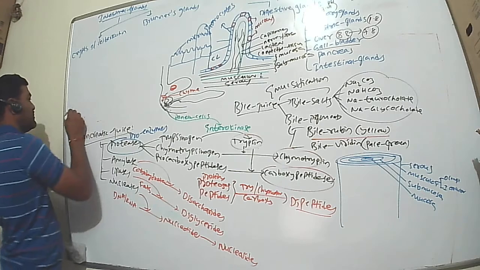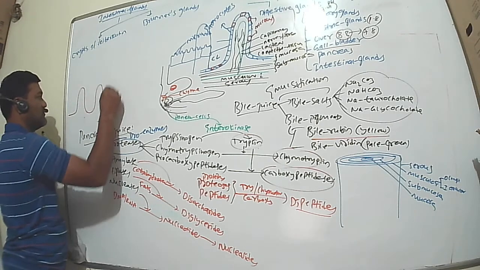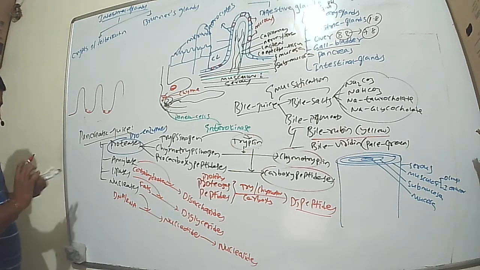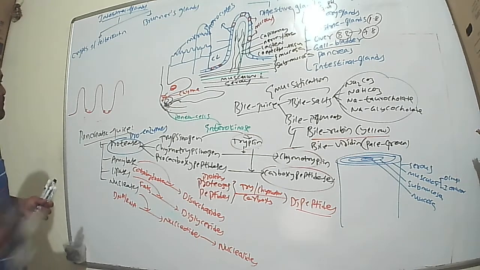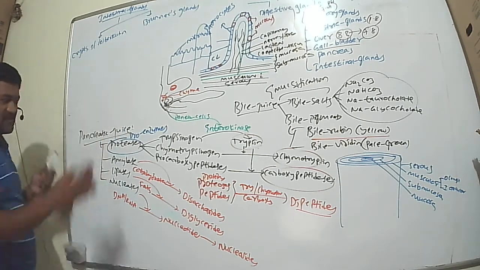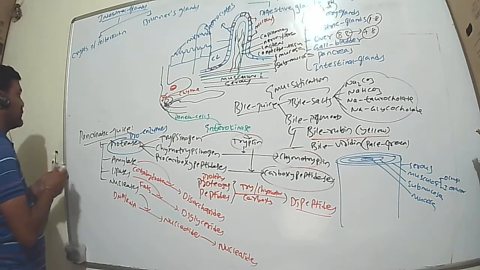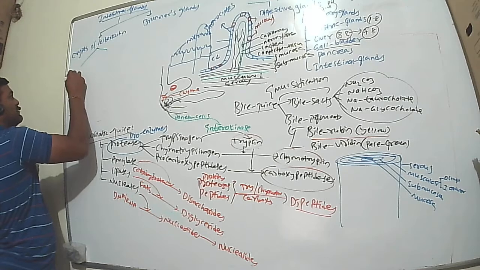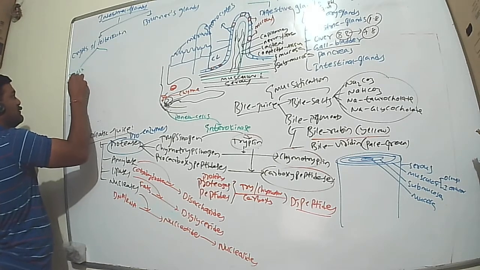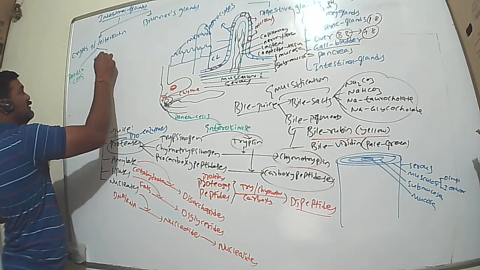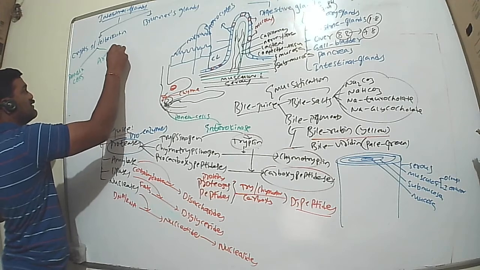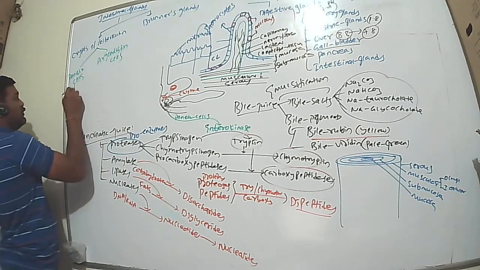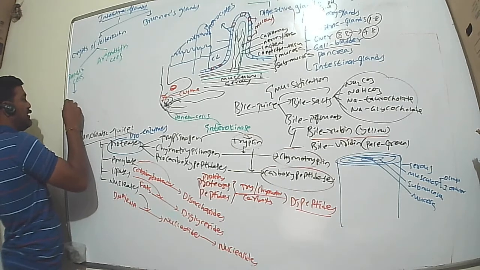If you look here, there are some cells here. There are two types of cells in these crypts of Lieberkühn. One is the Paneth cells, and the other is the Argentaffin cells. These Paneth cells will release the enterokinase.